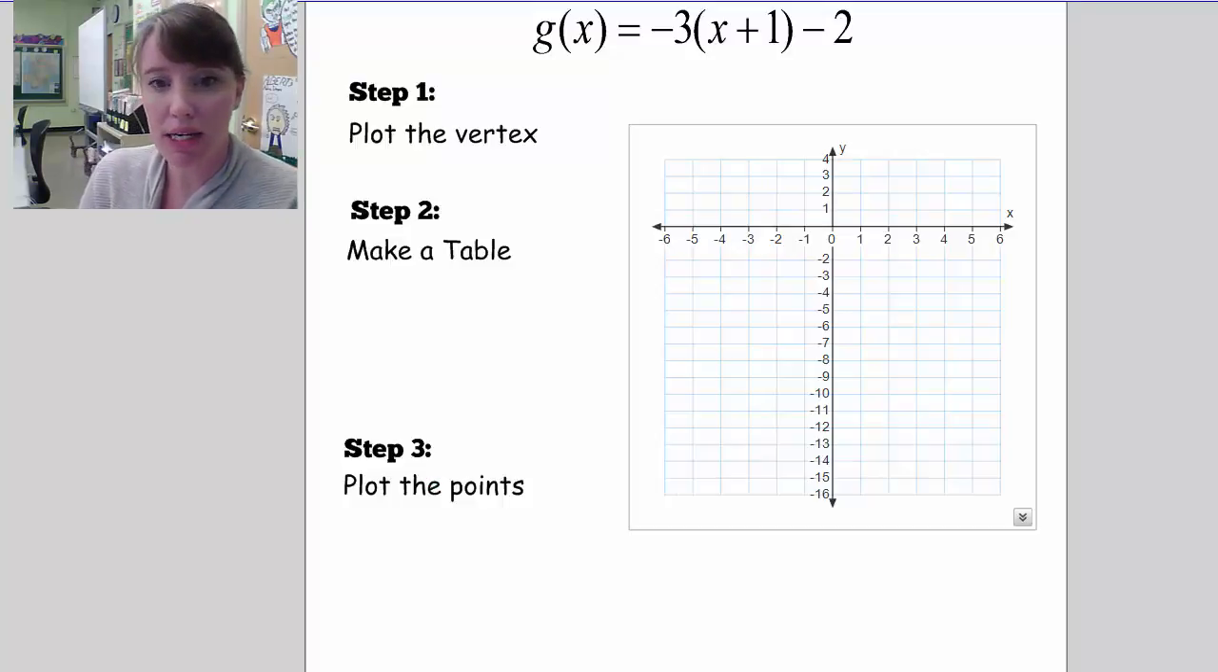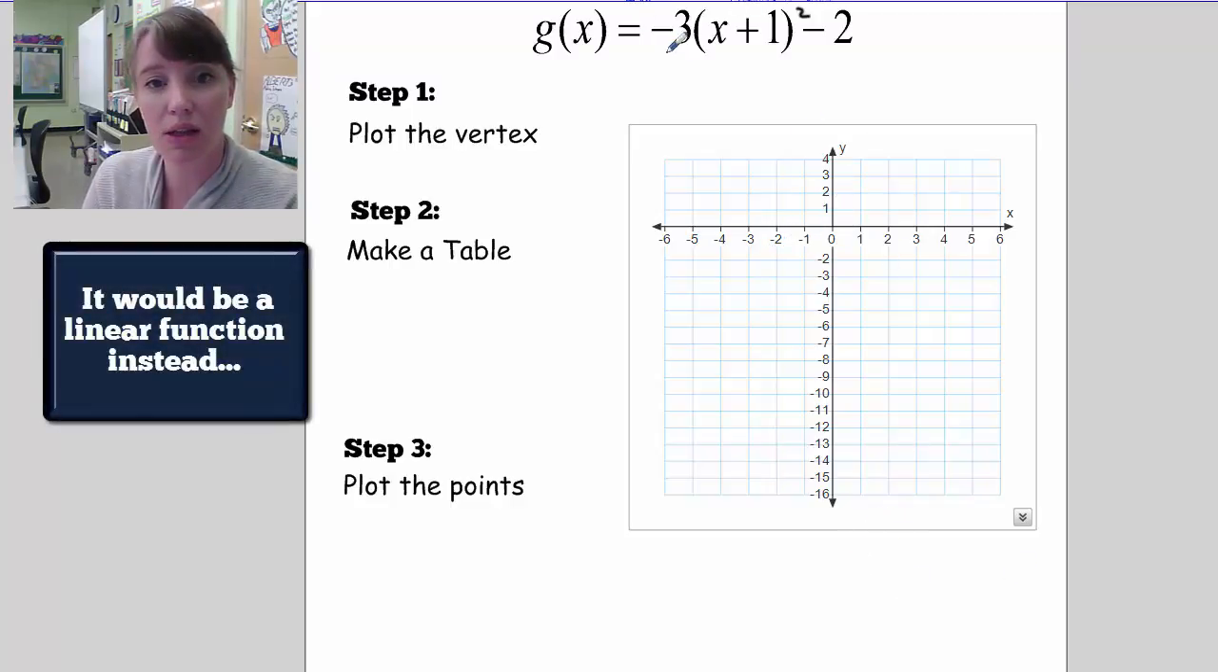So let's say that we're asked to graph a function like this g of x up here. It's negative 3 times x plus 1 minus, it actually should be squared here. We're missing our little square. Otherwise, by the way, it wouldn't be a quadratic function unless we see that square. Okay, so what we can see is that there's an a value here.